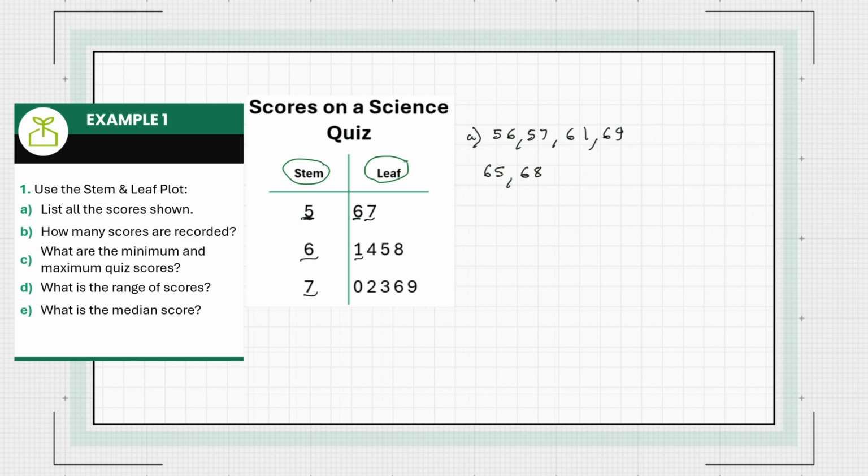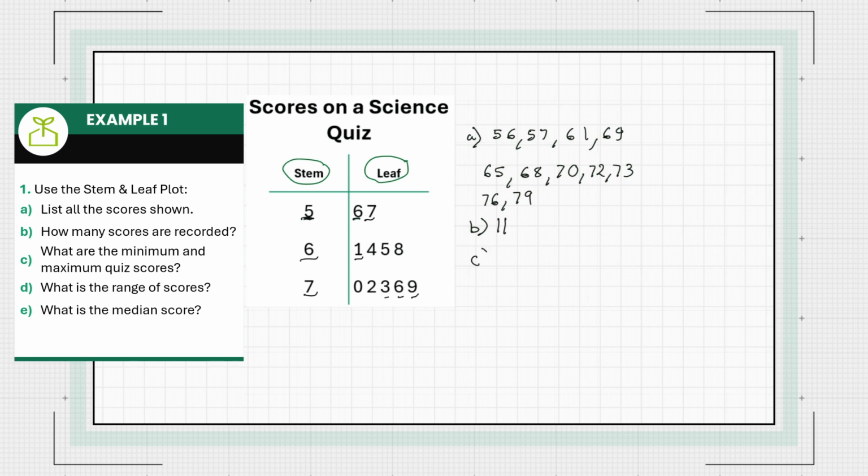Next we have 7 and 0, so 70, 72, 73, 76, and 79. Okay, and those are all our data values. Now we can use this information to answer our second question, which is asking how many scores have been recorded? Well, we have 1, 2, 3, 4, 5, 6, 7, 8, 9, 10, and 11. 11 separate scores have been recorded for the science quiz.